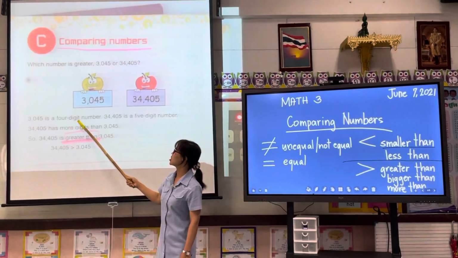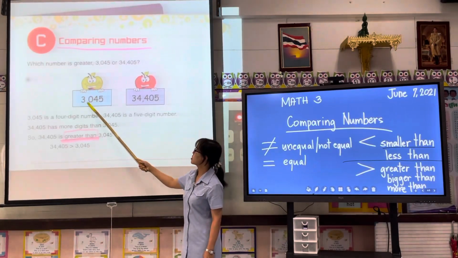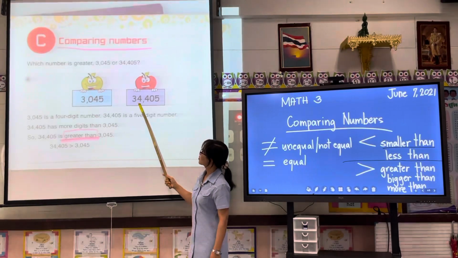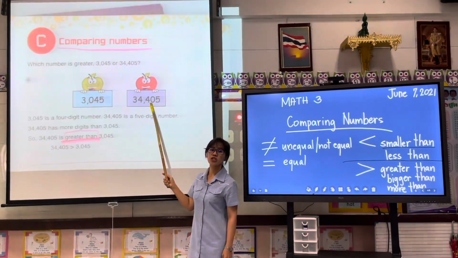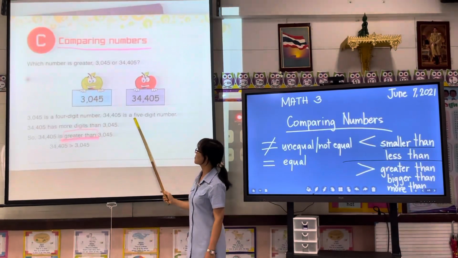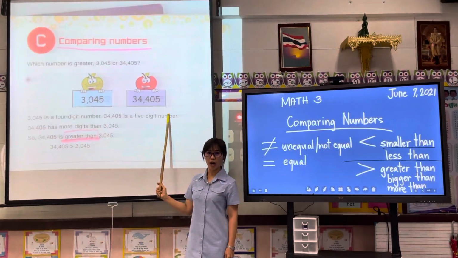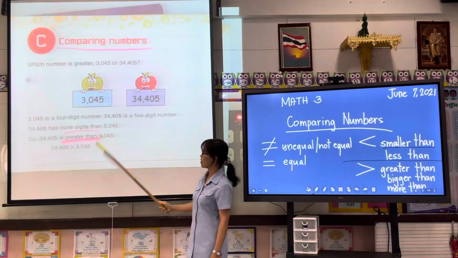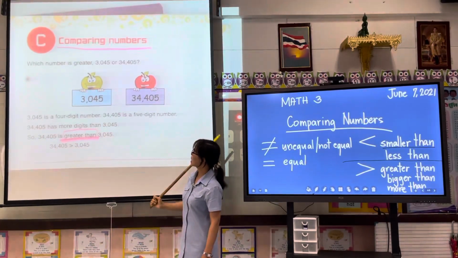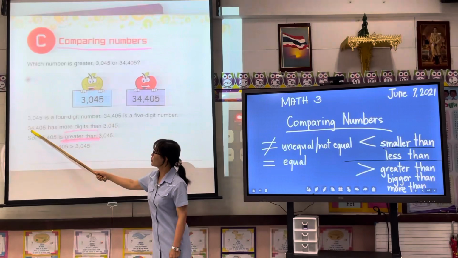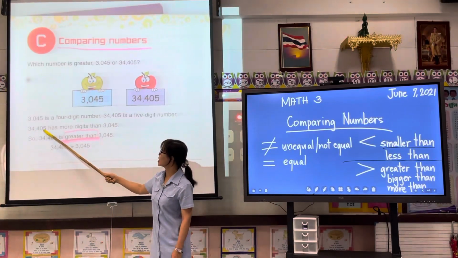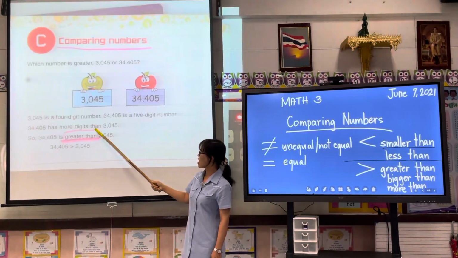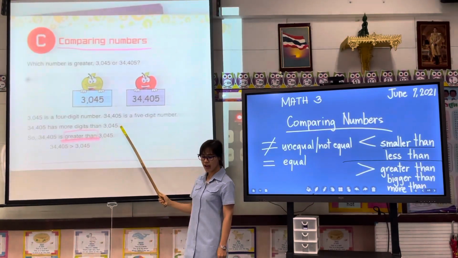3045 is a 4-digit number. So 3045. Okay? While 34,405 is a 5-digit number, which are 34405. Okay? So, meaning to say, 34,405 has more digits than 3,045.